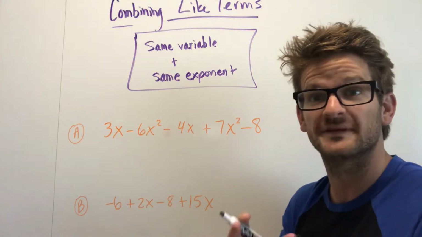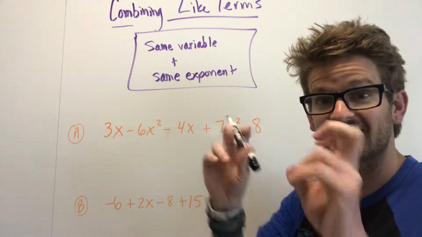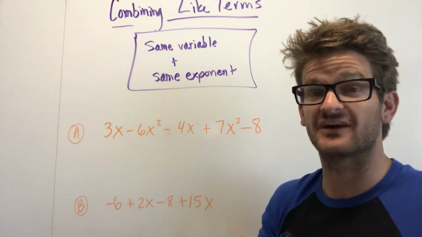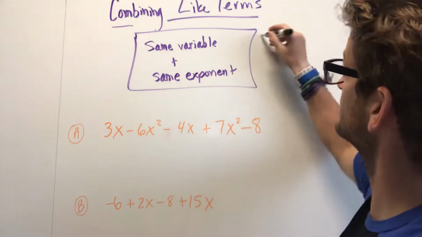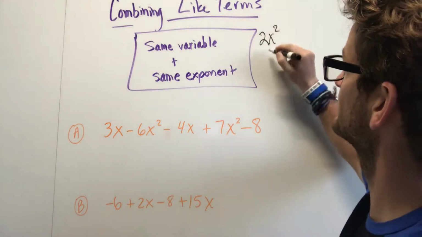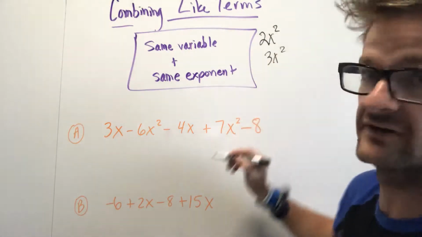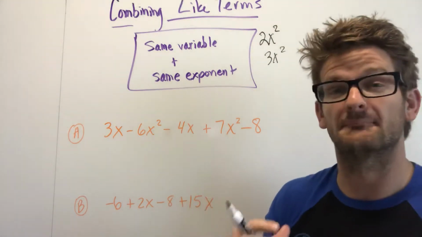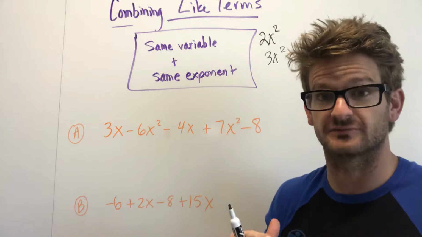Hi, in this video we're going to be looking at combining like terms. Like terms are two or more terms that have the same variable and the same exponent. Examples of this would be 2x squared and 3x squared: same variable x and same exponent. When we look at combining these, it's really going to be with addition and subtraction.